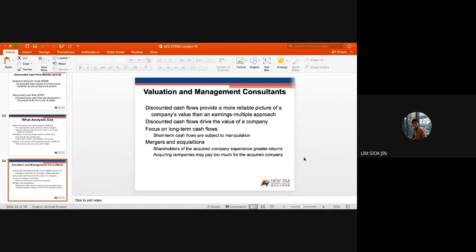Let's say one of you does DiGi, another person does Maxis, and we can compare because it is the same industry. We can compare what is the income to asset ratio, what is the return on equity, which one is higher. This is a very interesting finding if you have done it.